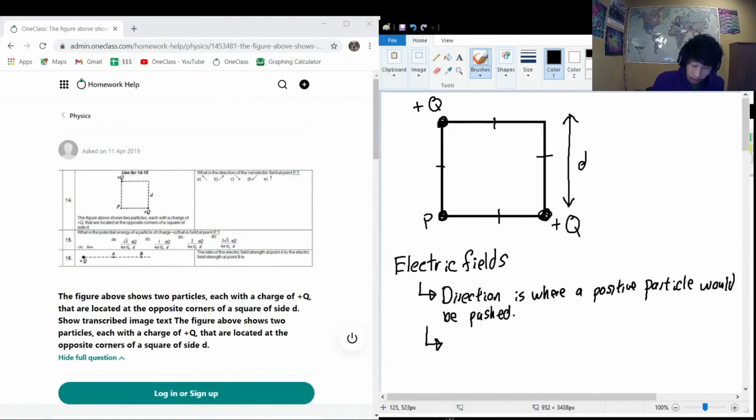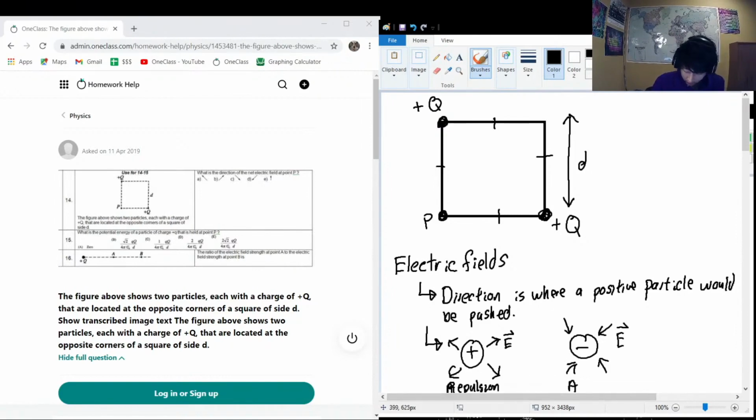So positive charges are repulsive. They have outwards electric fields. So positive is like this in terms of the E field. And negative charges have incoming fields, because opposites attract. So a hypothetical positive particle would be attracted towards a negative charge. Okay? Cool. And that would be the E field here. So attraction. Nope, this is repulsion. This is attraction.